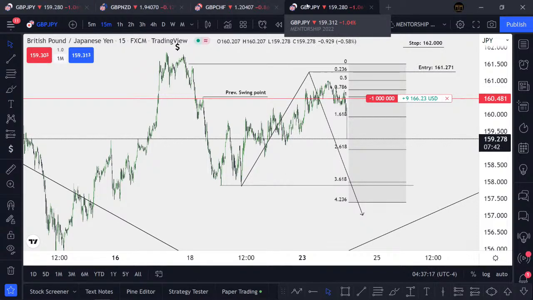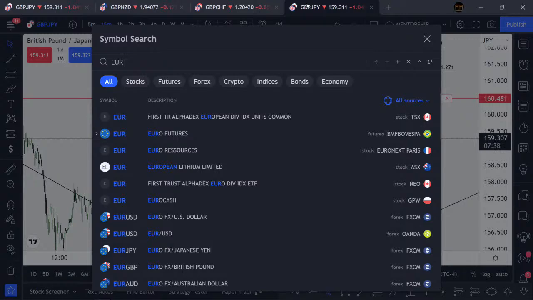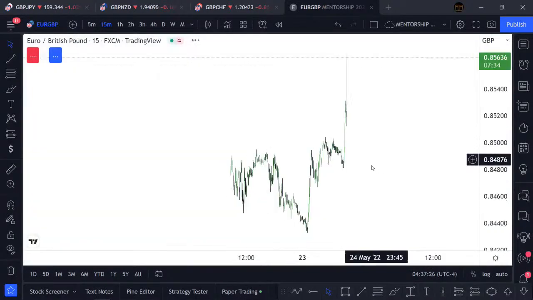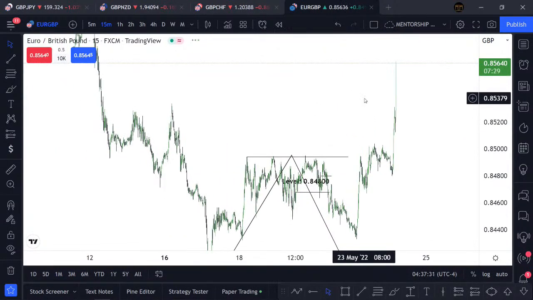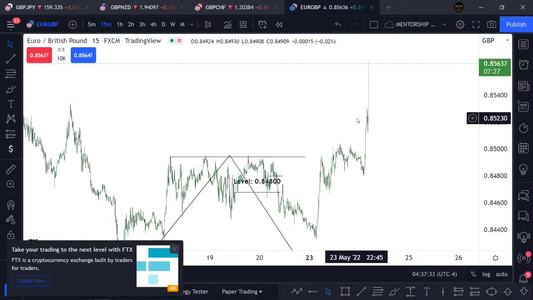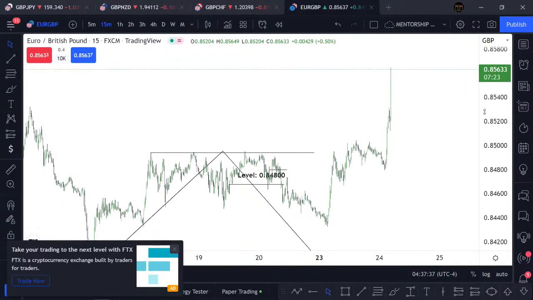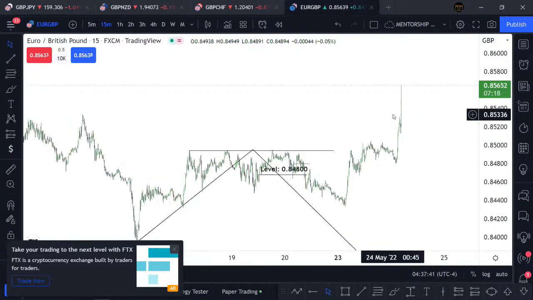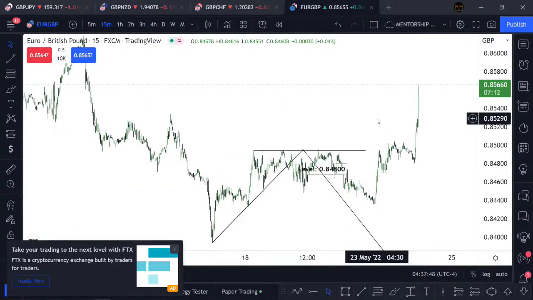Let me show you the euro pound. Okay, wow, it's already made its move, and we are somehow late, I would say. No worries, it's already moving. I don't want you to chase price, okay?